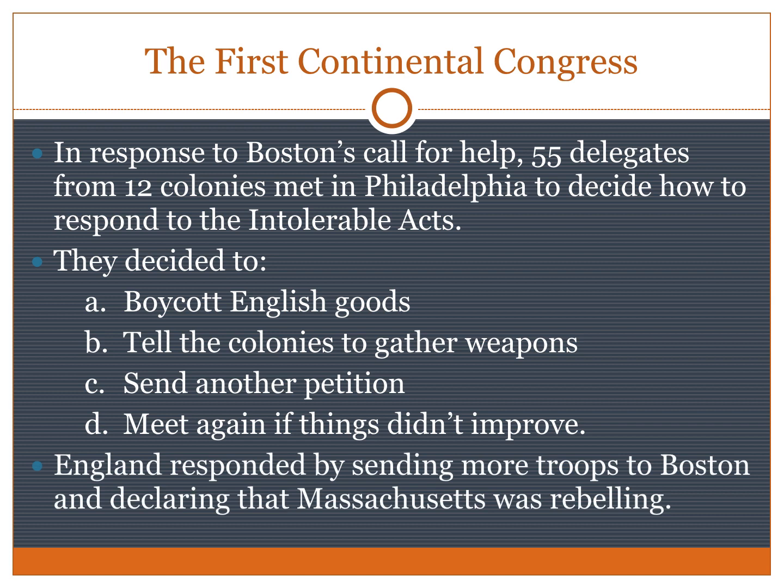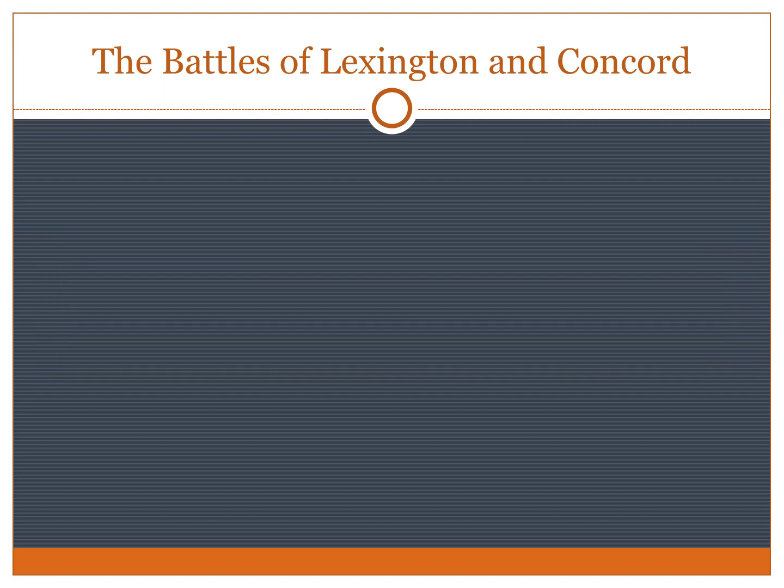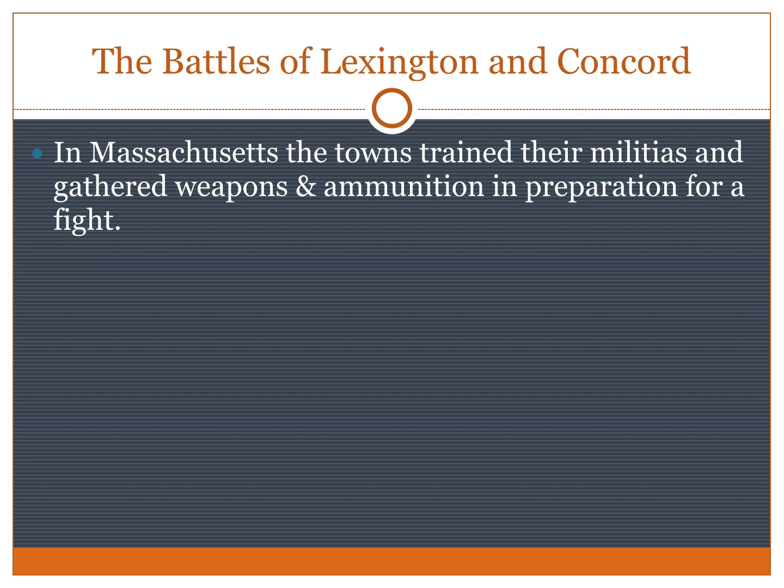So how did the English respond? Well, they responded by sending more troops to Boston. And they declared that Massachusetts was in open rebellion. And that leads us to the first battles of the American Revolution, the battles of Lexington and Concord. It's important to understand that in Massachusetts, in the towns, each town has its own trained militia.